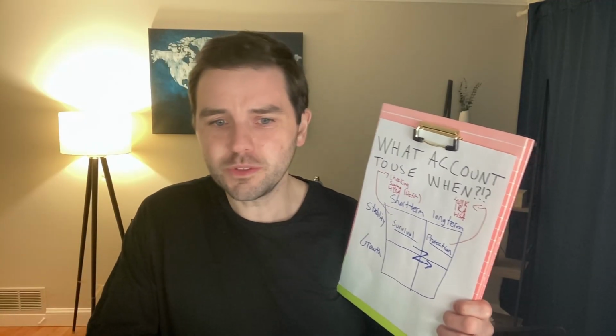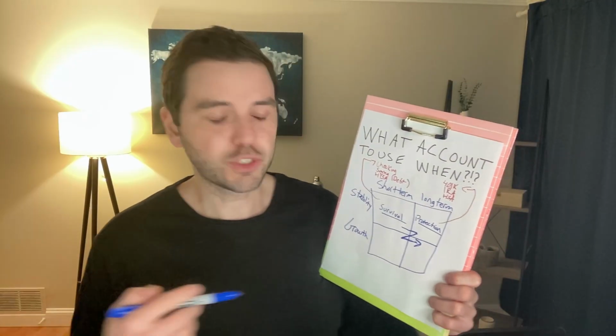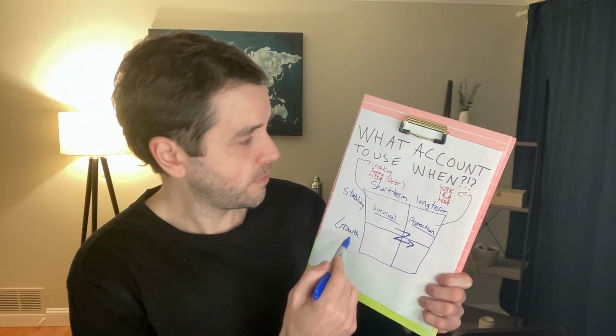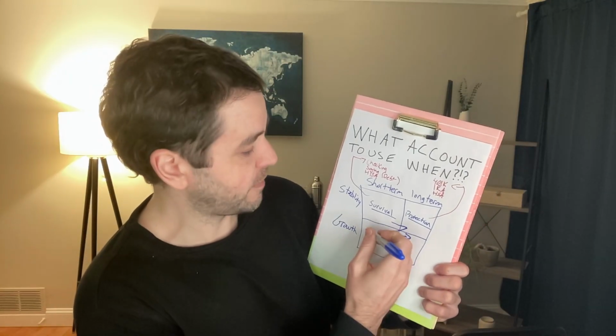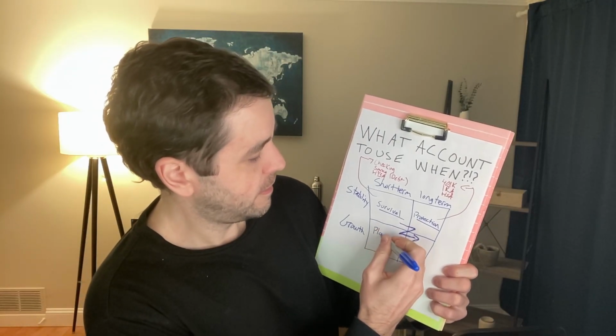So let's go to the 3rd quadrant here. We have our short-term growth, and this type of account I call planning.